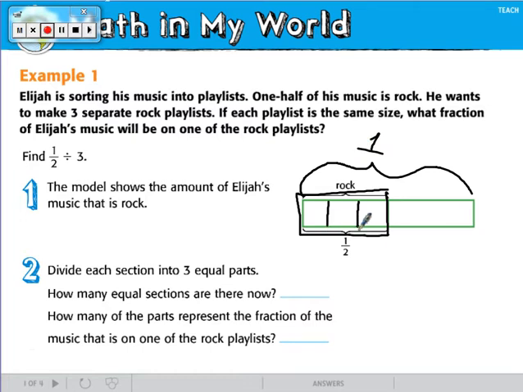So now we have 3 sections of rock, correct? Now, in order to find out how much it is of the entire music collection, we have to separate the other half into thirds as well. So now, how many total pieces do I have? 6. So I have 6 total.